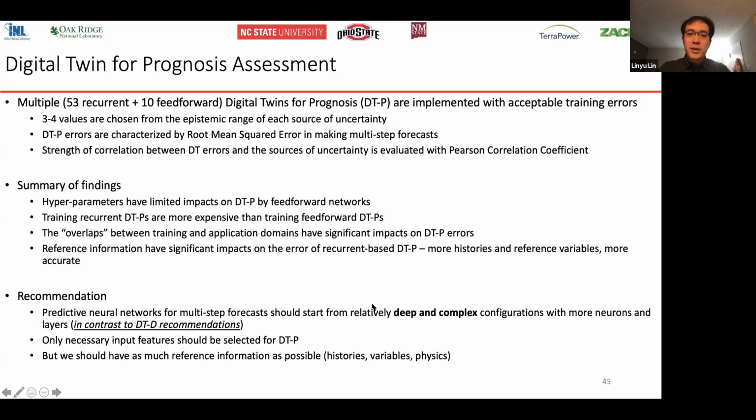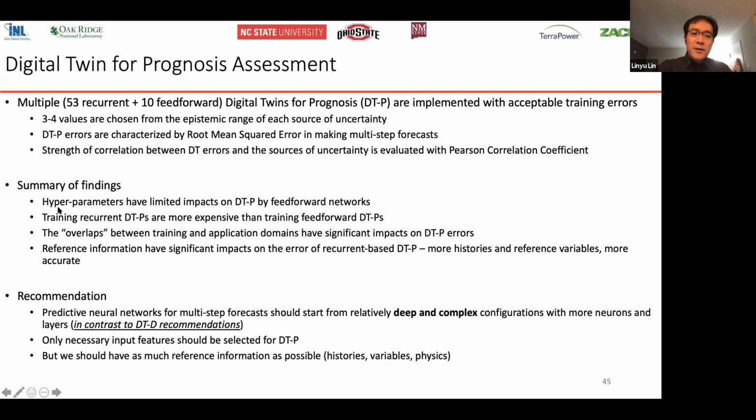Similarly, we also did testing for prognosis. We also implemented around 53 recurrent networks and 10 feed-forward networks, and all of them have acceptable training error. But the difference is that we sampled the parameters with uncertainty ranges.